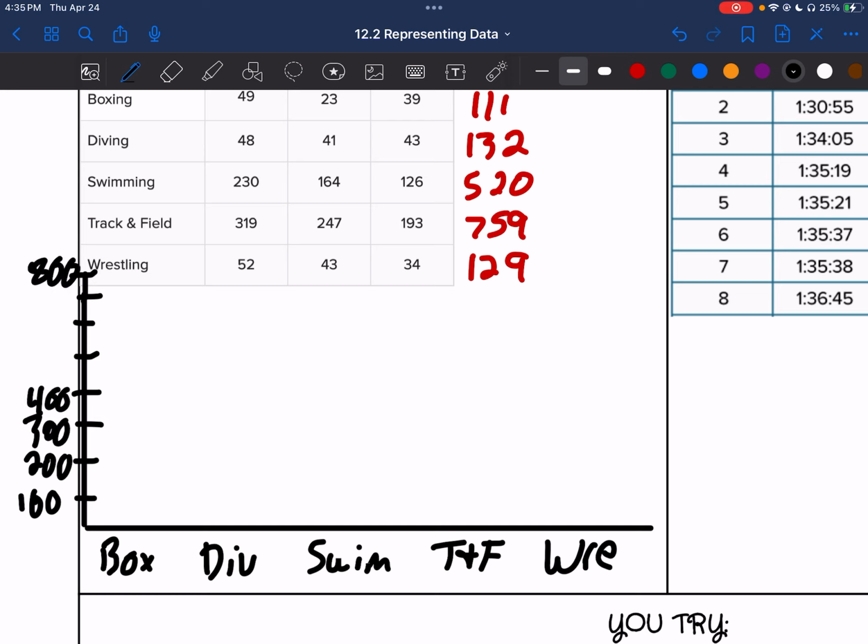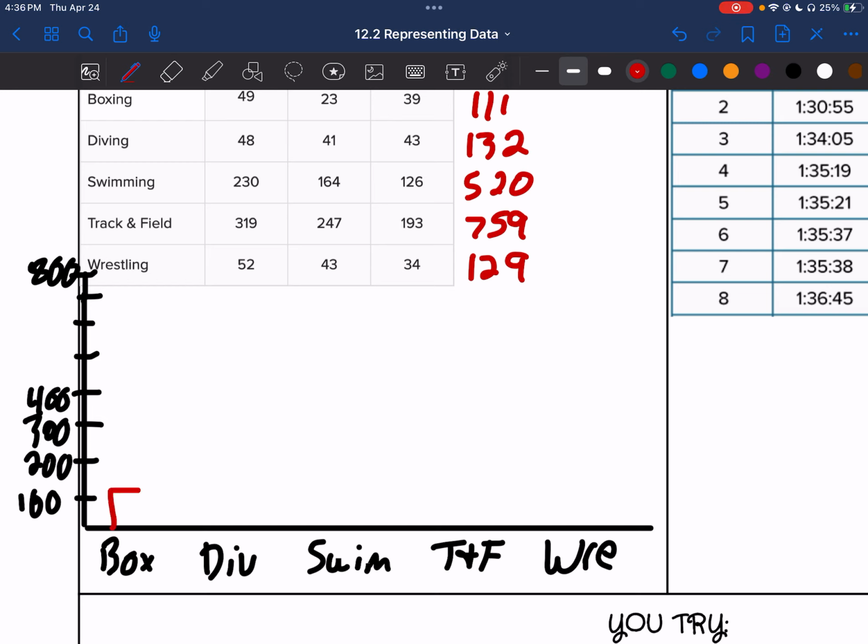Now, these are not going to be perfect graphs, and that's okay. We're just looking for approximate representations. If you want perfect graphs, you're going to have your computer do it. You're going to use Excel or Microsoft Word or Sheets or whatever it is. You're going to use a program to create the perfect graphs. For our purposes, we're going to make approximations.